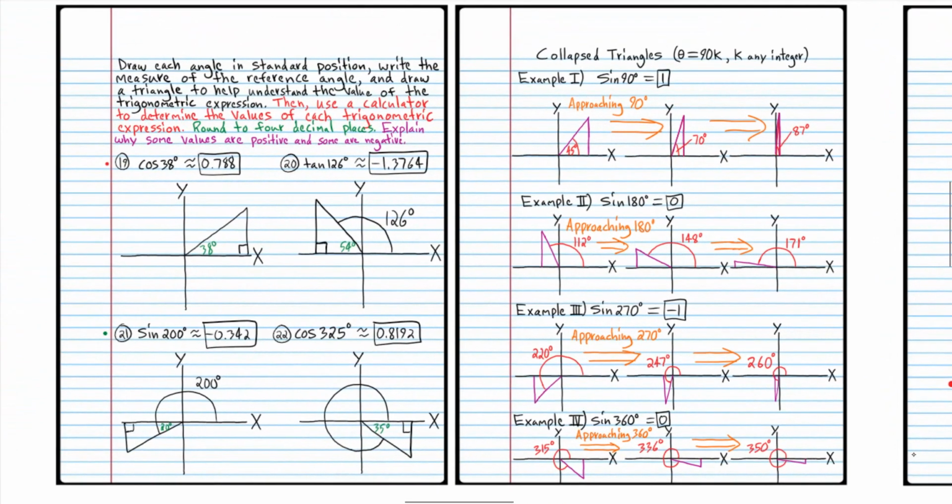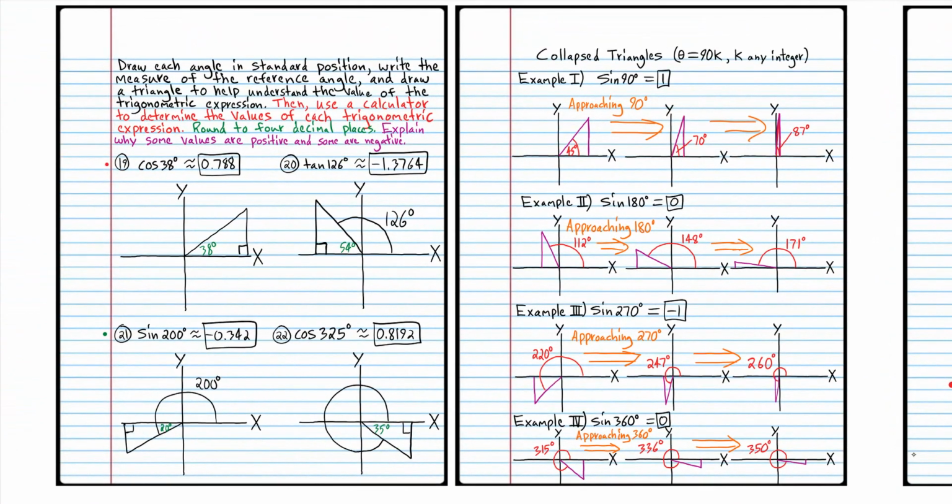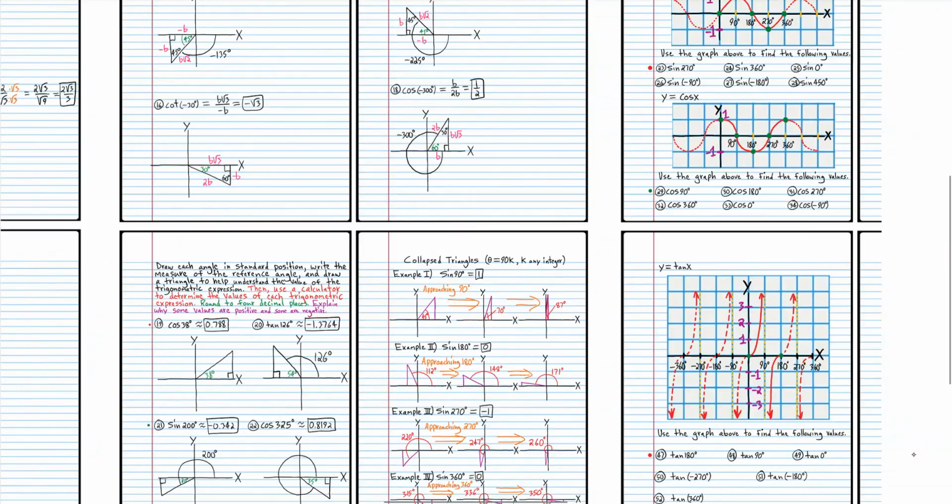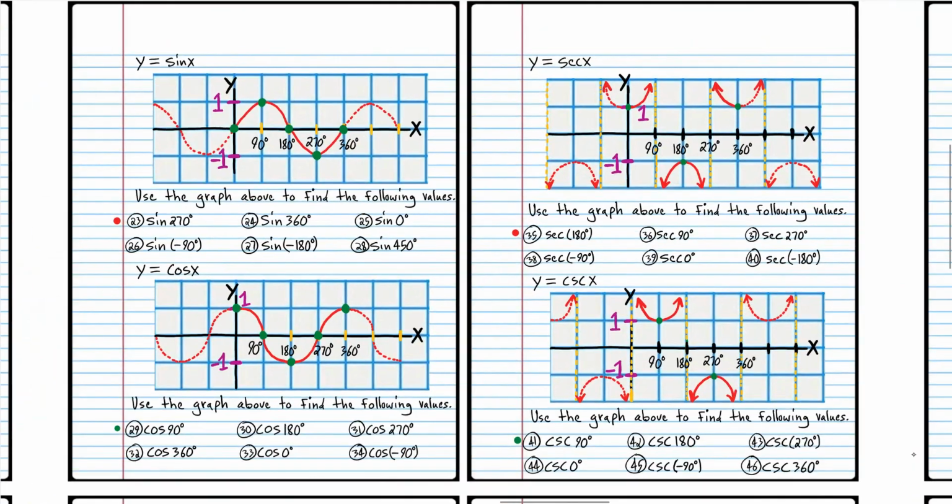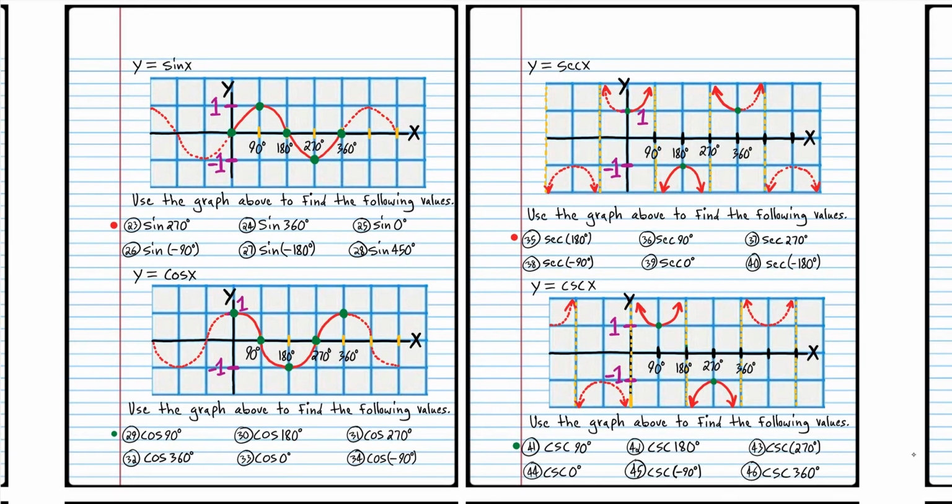But as you can see, using collapsed triangles to understand this is a little confusing, I guess. So we don't really use collapsed triangles to understand the values of these functions when we have quadrantal angles. Instead, we use these curves.